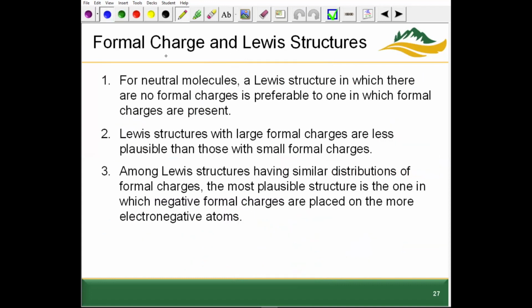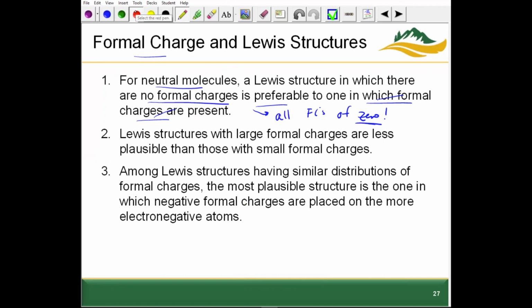So some more guidelines here on formal charge and Lewis structures. Number 1, for neutral molecules, a Lewis structure in which there are no formal charges is preferable to one in which a formal charge is present. We'd rather have no formal charges at all. Again, we'd rather have all formal charges of 0 if we can. That is the goal for our Lewis dot structures.